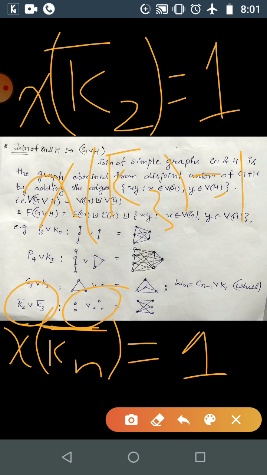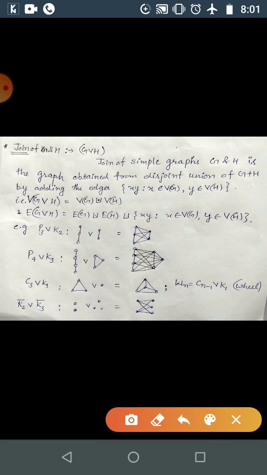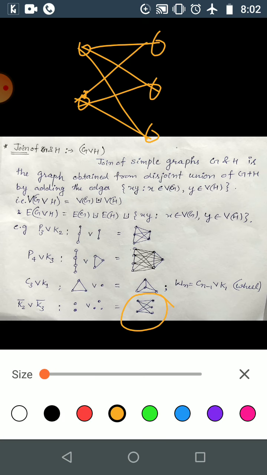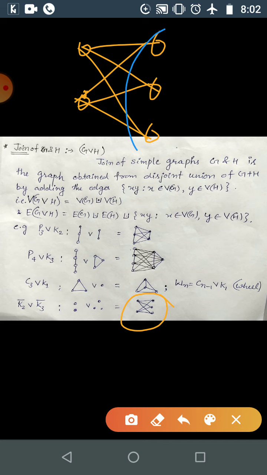So what is the chromatic number for the join of these two graphs? It should be 1 plus 1 and it is coming as 2. So the join of these two graphs is this one, where this is K2 complement and this is K3 complement. Here each vertex will be adjacent with all the vertices of the other graph, and because these are non-adjacent vertices, this is a bipartite graph, correct, and for a bipartite graph the chromatic number is 2, correct.